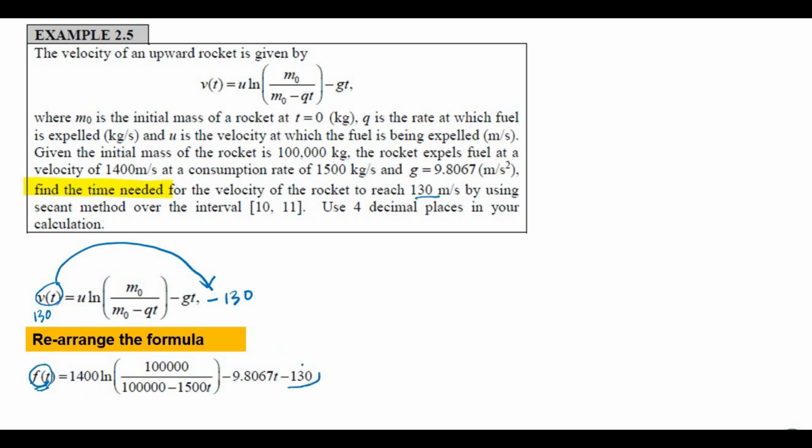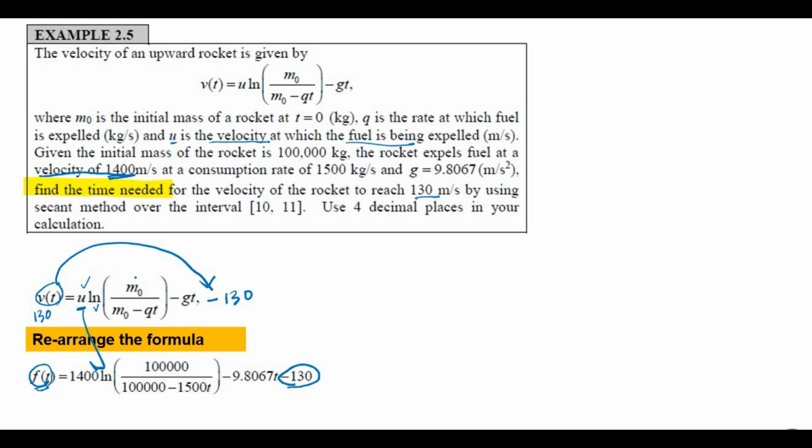So you have here 1400. So we already have our u here. Our u here is given by 1,400 here. Okay, means that our velocity is 1,400. So you can see that u is actually our velocity at which the fuel is being expelled. Okay, so we have done with one formula. So this is actually this one.